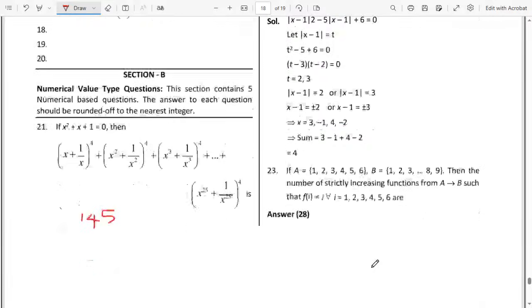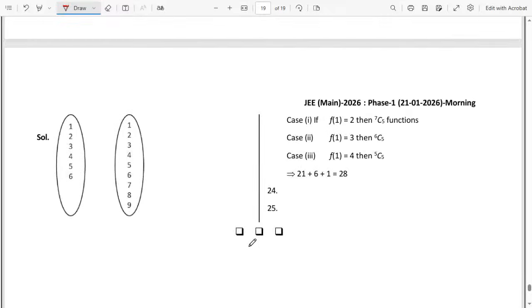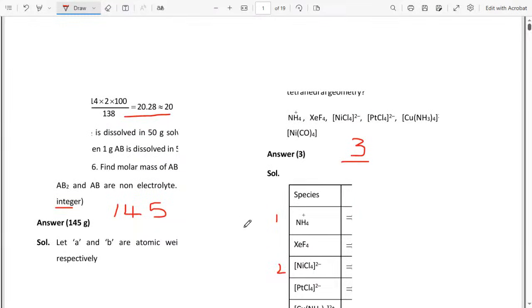Next, question number 23. If a equal to, right? So the answer is 28. Question number 23, the answer is 28. Next. Yes students, this is how this question paper completes. So dear students, in this session we have covered JEE Mains 2026 21st January morning session phase 1, right students? So dear students, we have covered chemistry, physics and mathematics.